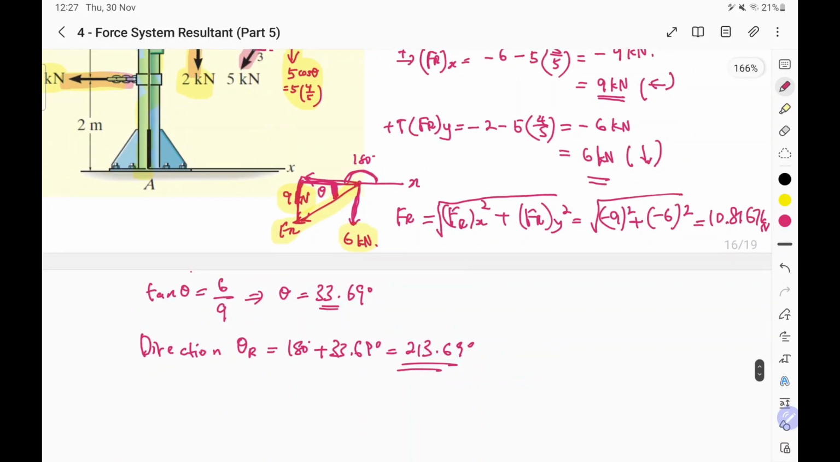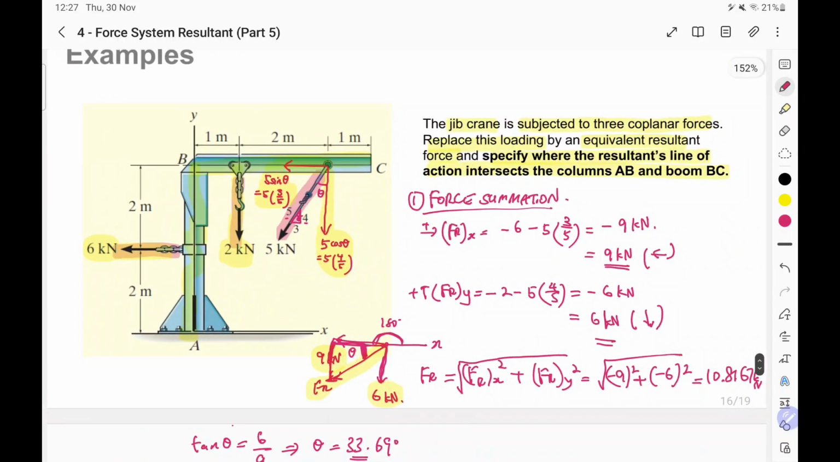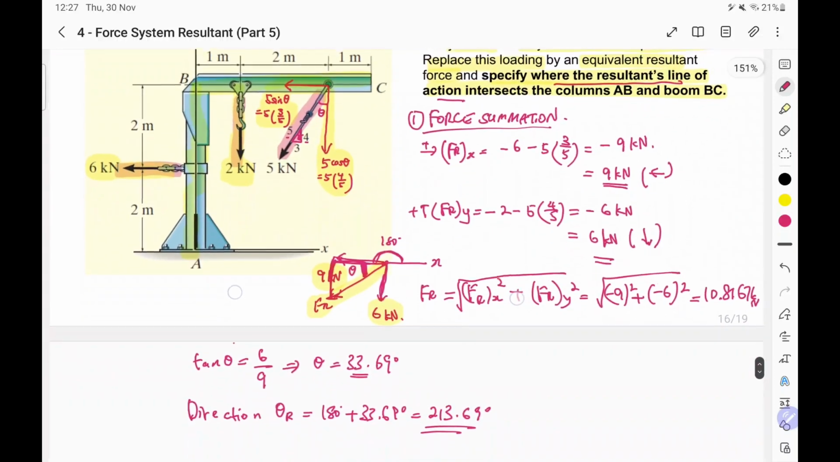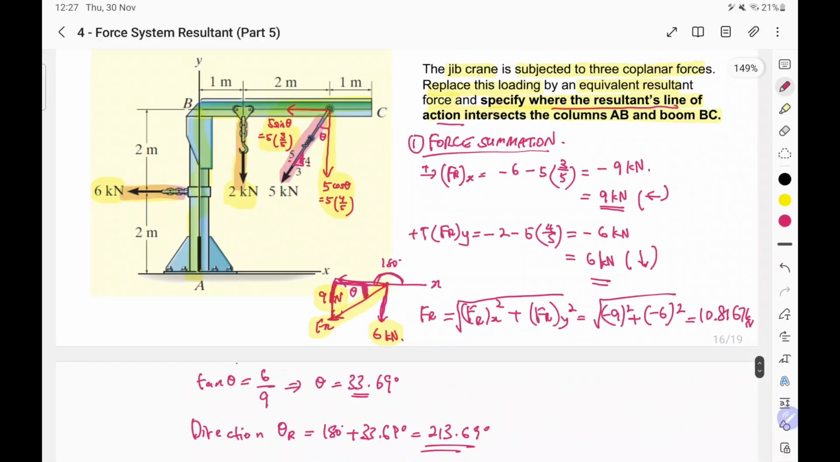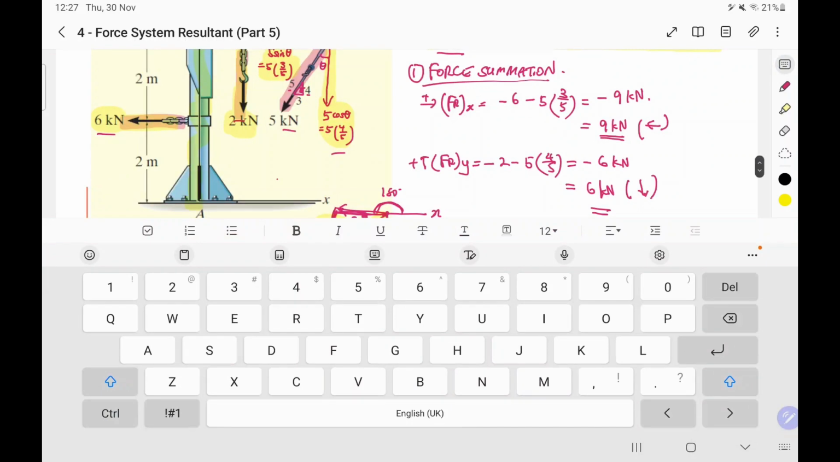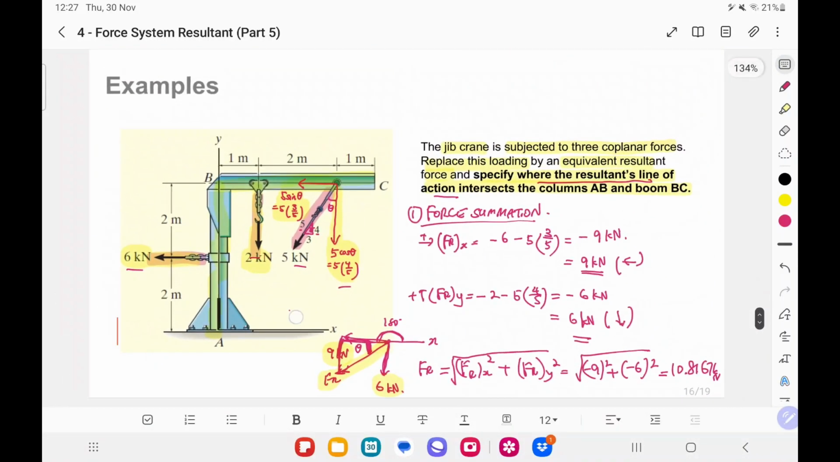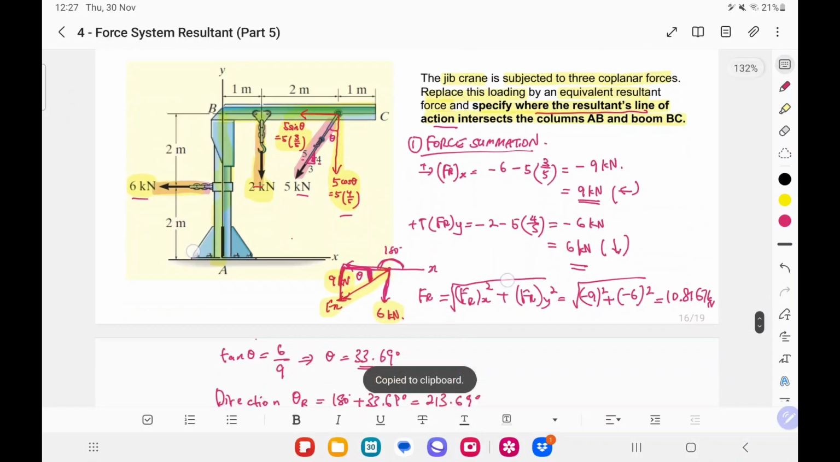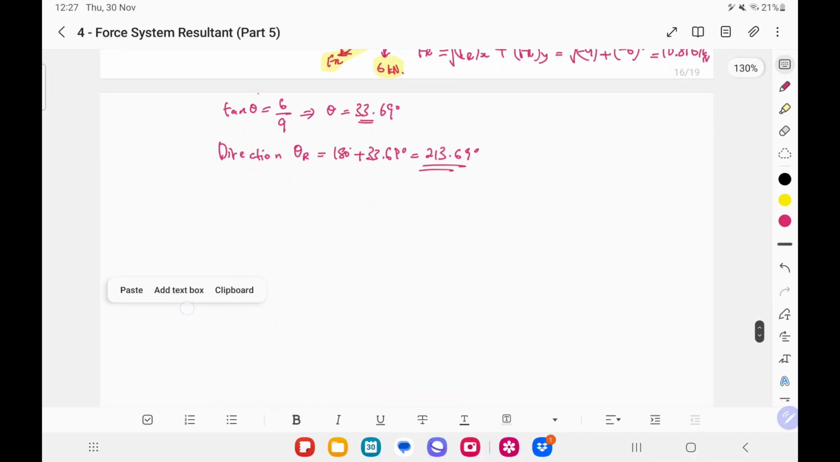Okay, so the second part of the question, dia tanya you specify the resultants line of action. So bila kita nak specify the resultants line of action, sama macam exercise sebelum ni, you kena convert every single force ni jadi moment, and then you kena create dia punya moment summation. Okay, so macam mana nak buat tu? Okay, basically let me just copy this picture sekejap. I'm going to put it over here so that it's easy for you to refer.